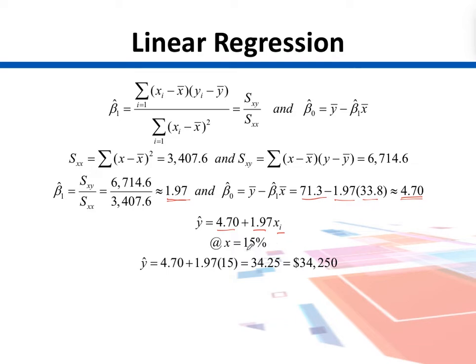For example, we plug in the value of x as 15%, and our y for this number 15 is 34.25. While plugging in any number for x, we can predict y. That is the thing that is predicted. That's why this regression is also called prediction.